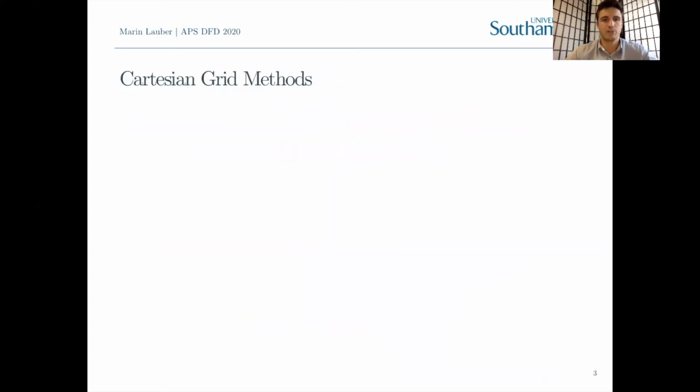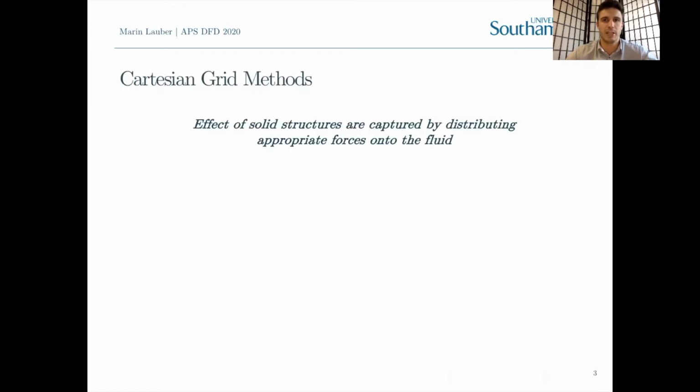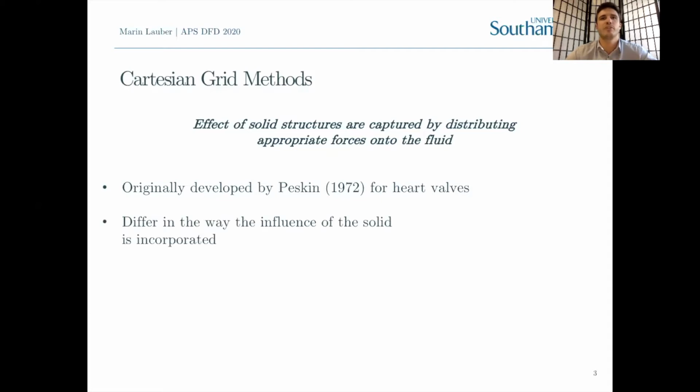One way to solve those problems is the Cartesian grid method, where you solve the equations on a static background grid and you incorporate the influence of the solid by distributing an appropriate force onto this fluid field. Those methods have been around for some time. They were developed in the 70s to model the flow around heart valves. Since then, we have seen numerous variations or extensions of the original method, and we can classify them in three basic categories. These categories differ in the way the forcing is actually imposed.